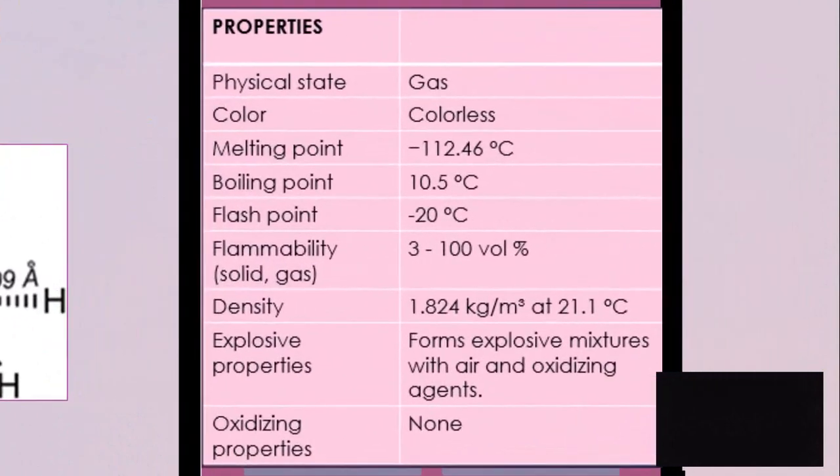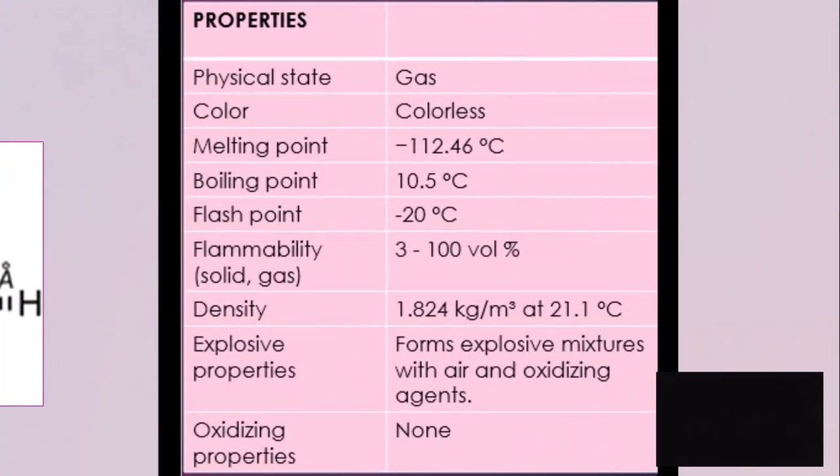The melting point is negative 112.46 degrees Celsius. The boiling point is 10.5 degrees Celsius, and it is very flammable, while the density is 1.824 kilograms per meter cubed at 21.1 degrees Celsius. The explosive properties: it forms an explosive mixture with air and oxidizing agents.